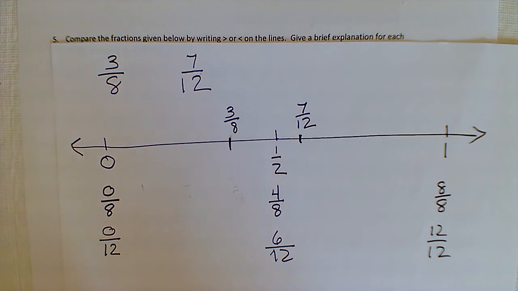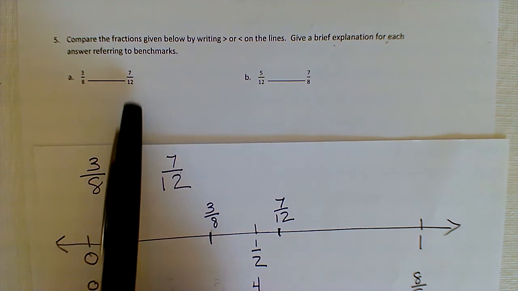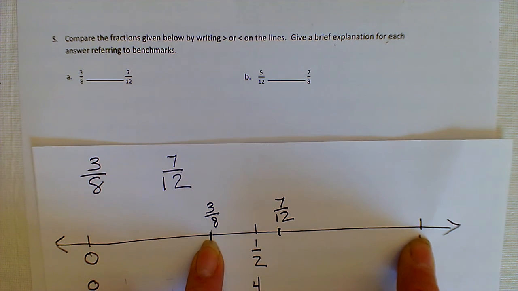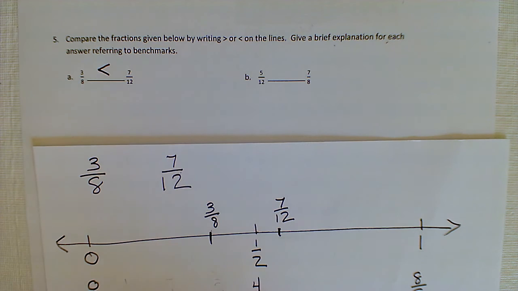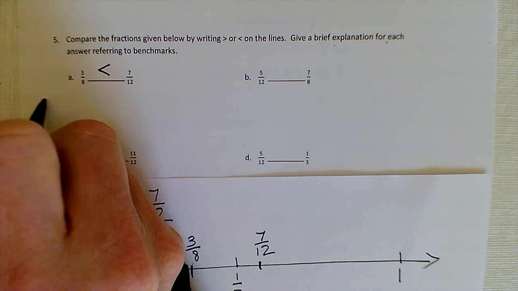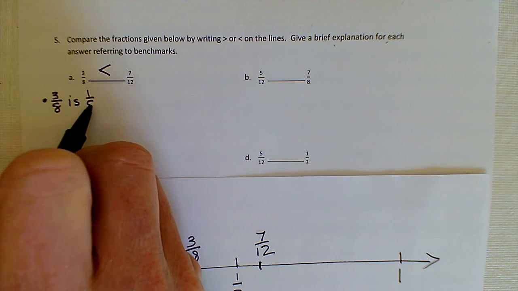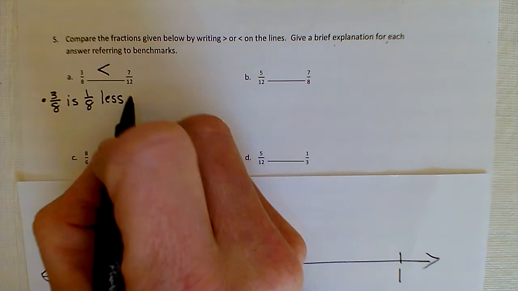So if I wanted to describe this, let's go back to our page. So here's our problem right here. So what we know is 7/12 is larger than 3/8. It's closer to 1. So I'm going to first show that the alligator's eating the bigger number. And then the next thing I want to do is I want to describe it. Well, again, my 3/8 was 1/8 less than a half. Let's talk about their relationship to a half. So 3/8 is 1/8 less than a half.